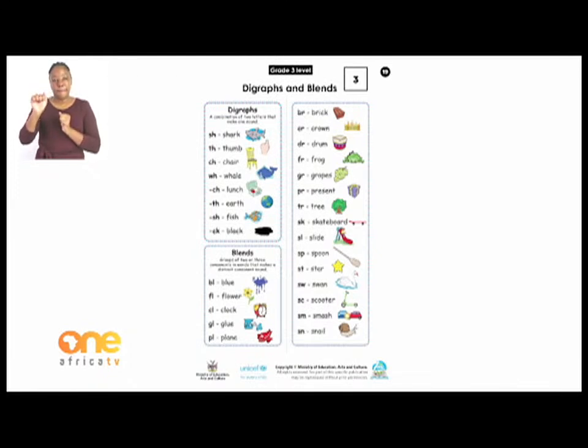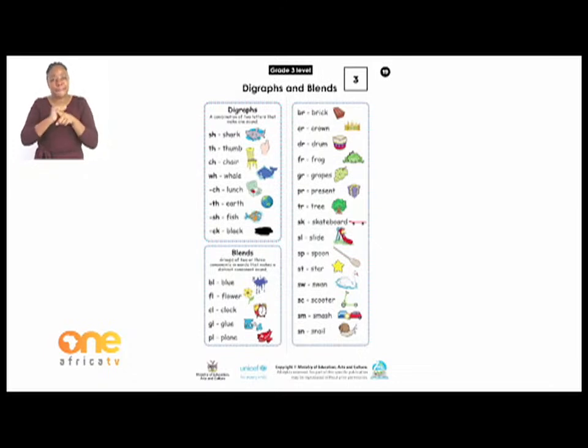Now I'm sure you noticed that there are some letters in words that were quiet. And that's because we don't say them. For example, in the word whale, we don't say the E because it is quiet. And in the word thumb, we don't say the B because it is quiet.